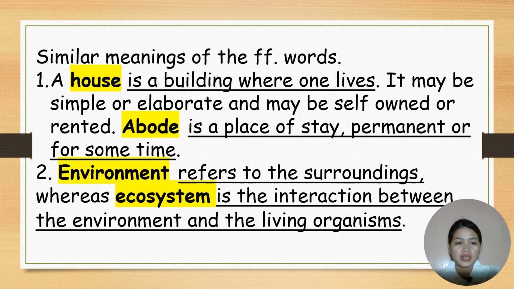The second one is environment. Environment refers to the surroundings. So this is the place, whereas the ecosystem is the interaction between the environment and the living organisms. As you can see, environment refers to the surroundings, and when there is an interaction between the environment and the living organisms, it is already called an ecosystem.